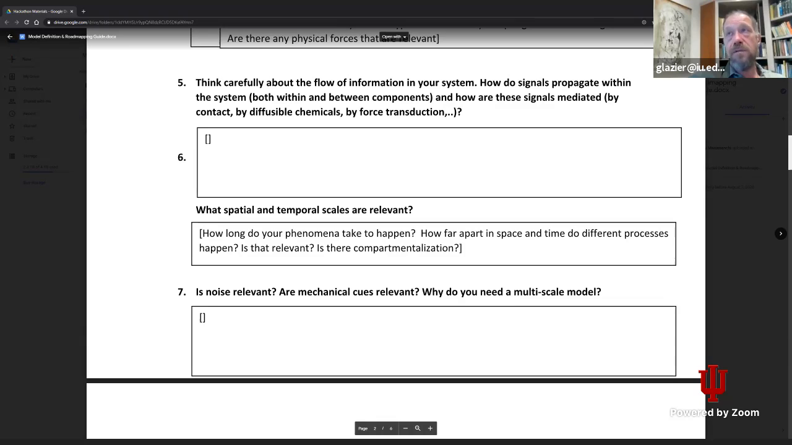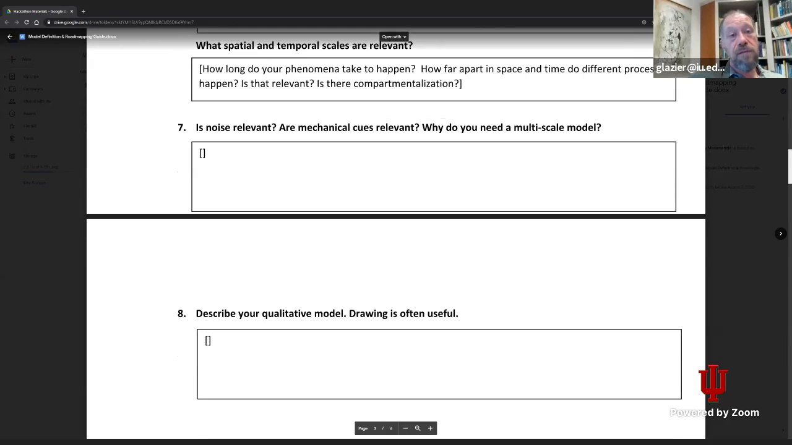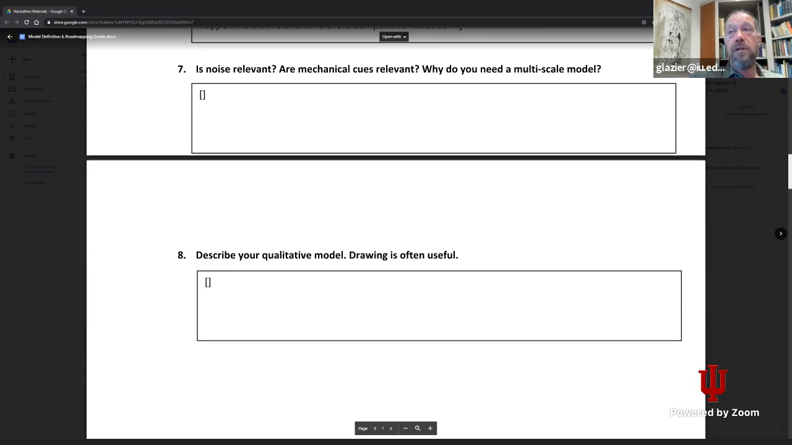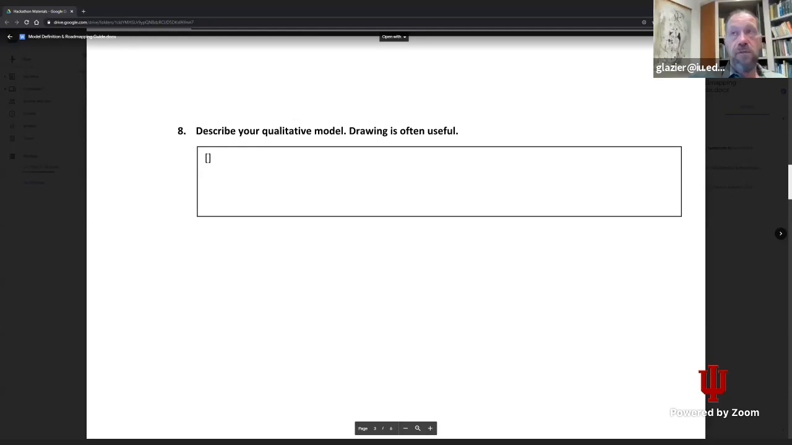The kind of signals that are transduced and how they're transduced. Is there contact signaling? Is there mechanical signaling? Is there other kind of signaling involved? And where does the signaling occur? What length and time scales are involved? So that importantly, is it reasonable to build a model of this kind? Role of noise. And then ideally, I would try to write down a diagram of what you believe is going on.